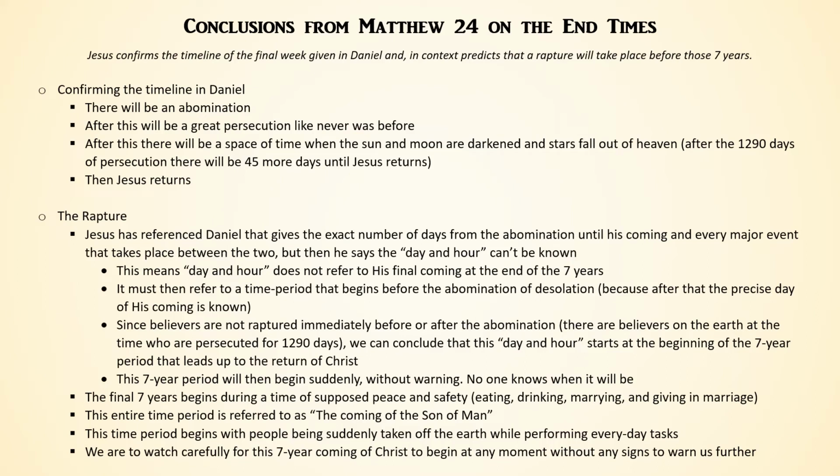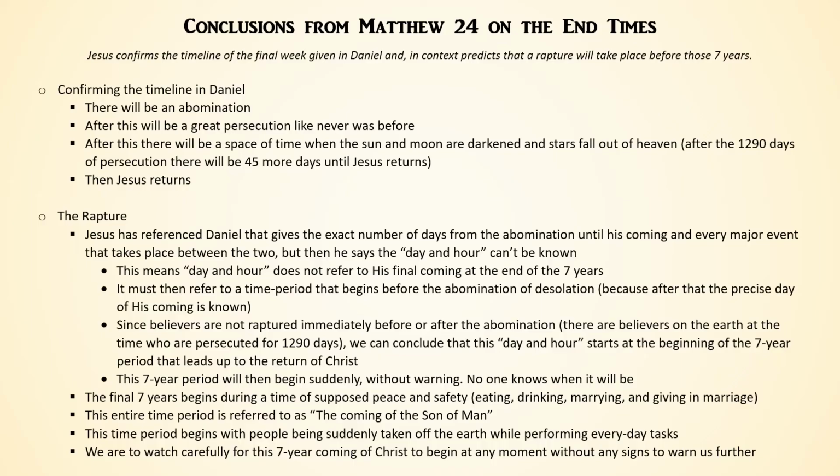He says, look, there's going to be abomination, there's going to be a persecution, there's going to be sun darkened, there's going to be me coming. It's all going to lead you straight to it. But then he says that the day and hour can't be known, which means he's not talking about the final 24 hours when he comes. He's talking about something else when he says day and hour. So that means day and hour does not refer to the final coming at the end of the 7 years.